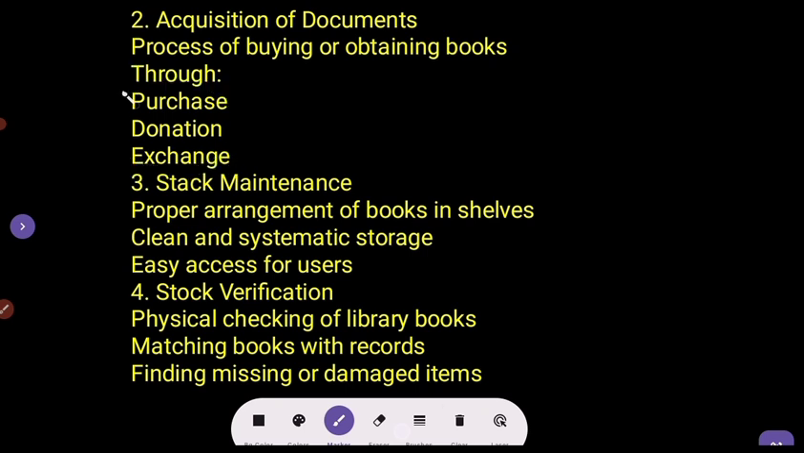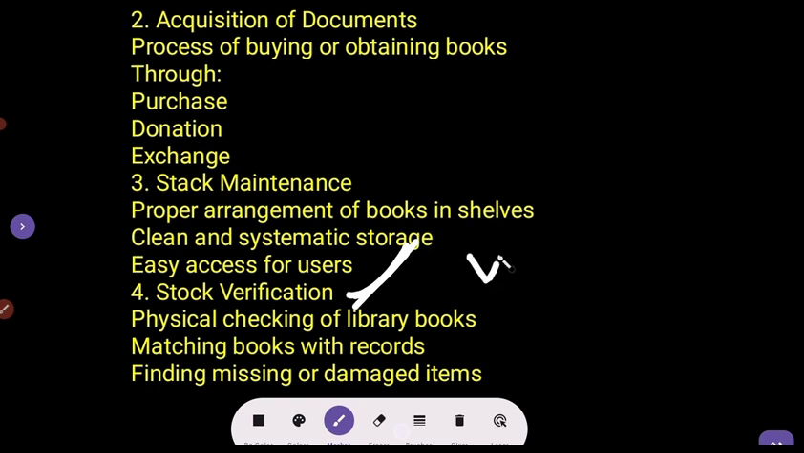Third very important thing of this particular chapter is your stack maintenance, right? What is stack maintenance? It is the proper arrangement of books in shelves, clean and systematic storage, and easy access for users. That is the purpose of stack maintenance.